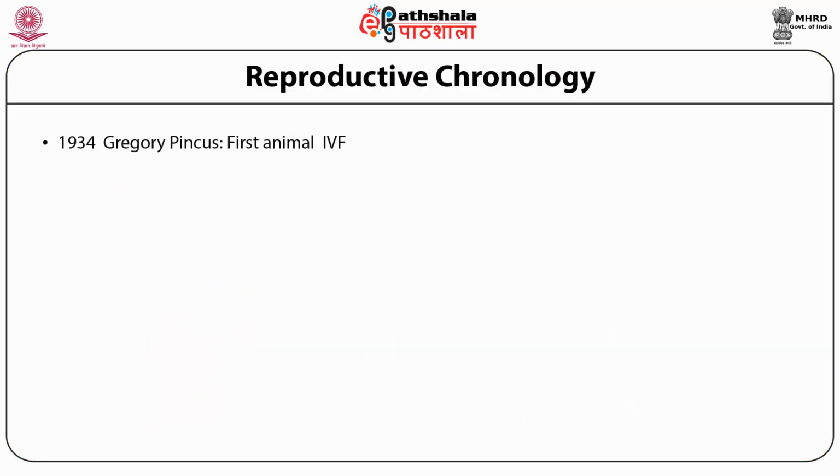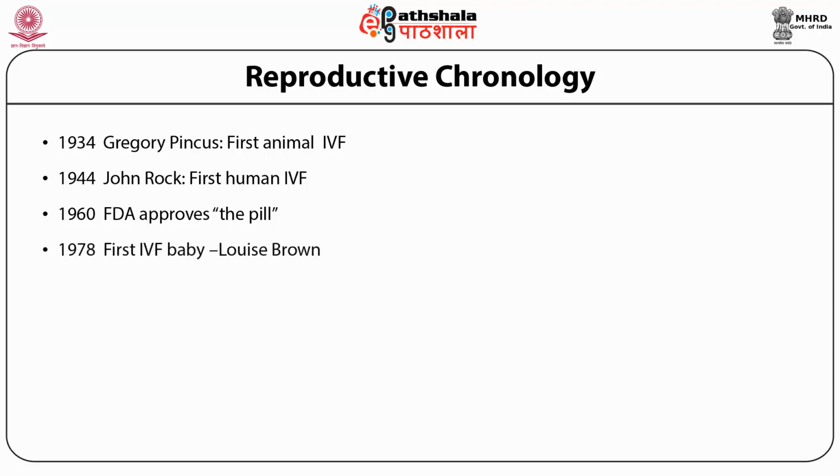It was Gregory Pincus who first demonstrated IVF technique in animals in 1934, and surprisingly only after 10 years, in 1944, it was John Rock who demonstrated first human in vitro fertilization. It was in 1960 when FDA approved the contraceptive pills, and lastly it was in 1978 when the first IVF baby, that was Louise Brown, was born.